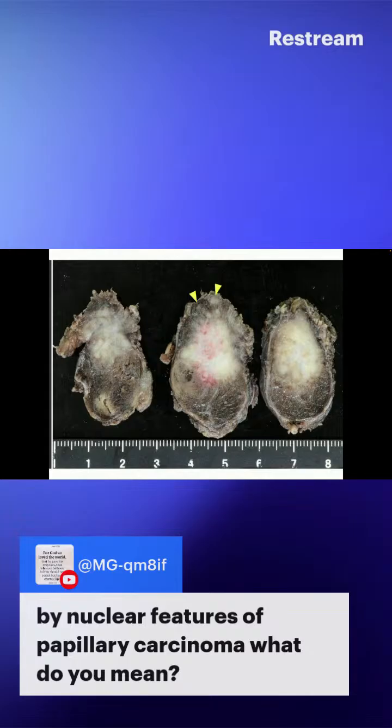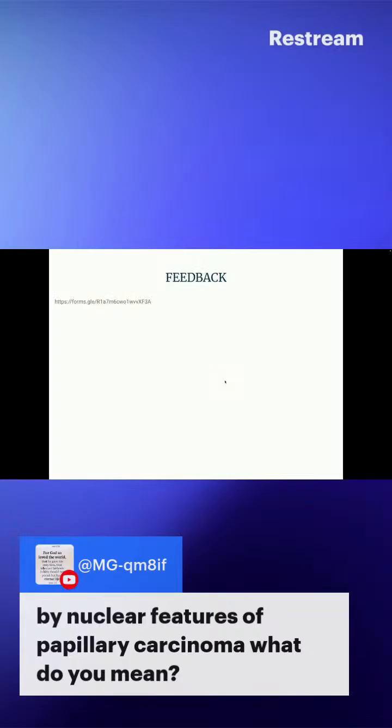So you can see here that this looks very different from any of the things that we saw before. It looks very irregular. There are hemorrhagic areas inside. It looks very firm, very whitish, solid. So this is what papillary thyroid carcinoma looks like. And there are also cystic areas, so it has a very variegated appearance.